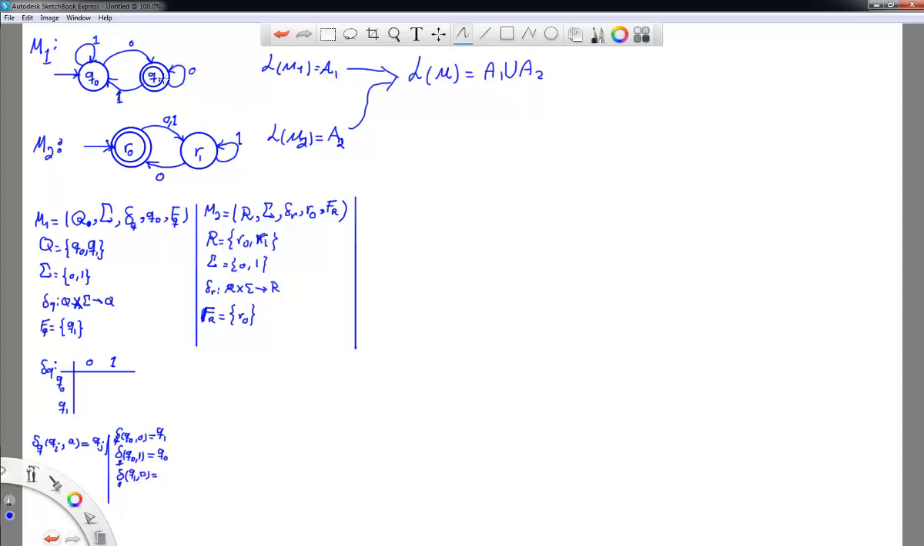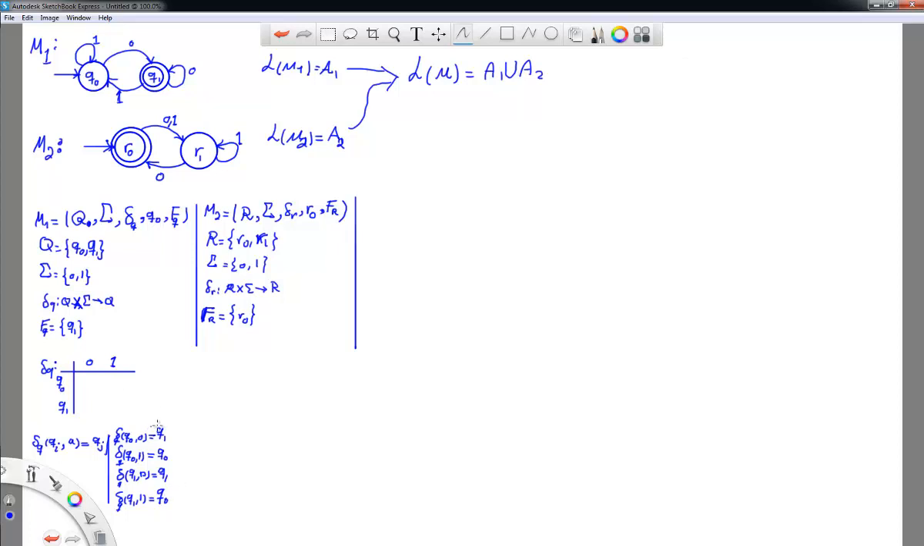So if you're in q sub 1, you see a 0, you stay in q sub 1. So this is going to be a q sub 1. And delta sub q of q sub 1 and 1 is, you're in q sub 1, you see a 1, you go back to q sub 0.